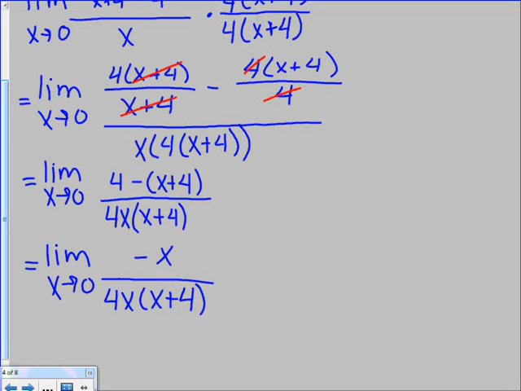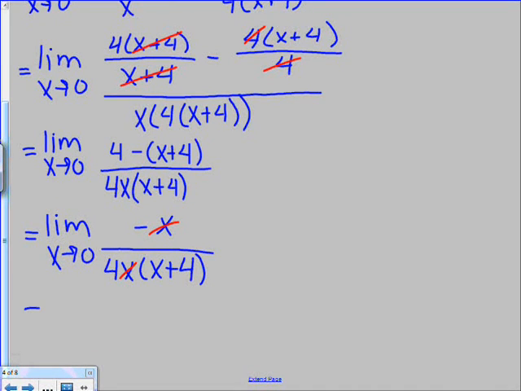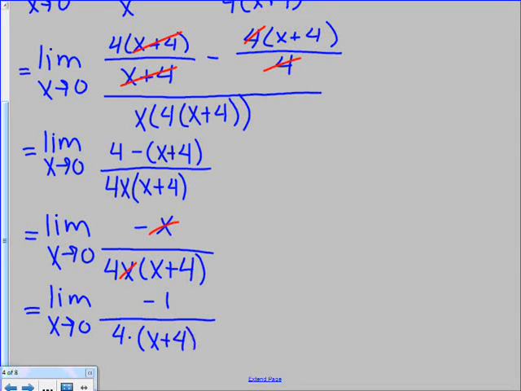Again, we see that we have a common factor, so we're going to cancel our common x's and then rewrite what we have and see if we can plug in. Because of that negative sign on the x that we had in the top before, we have to remember to put a negative 1 in the top now because that's what's left over. And then we have 4 times x plus 4. Now plugging in 0 will give us a number which can be our answer. We're going to get negative 1 over 4 times 4, or negative 1 over 16. And that's going to be our limit here.